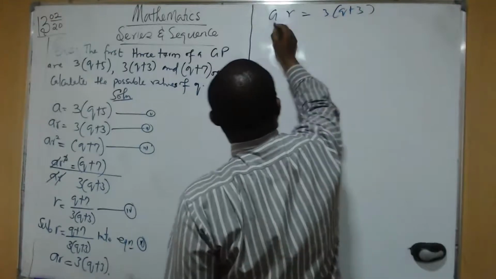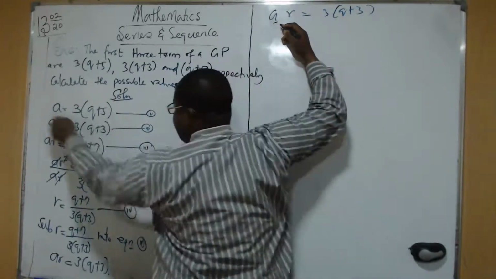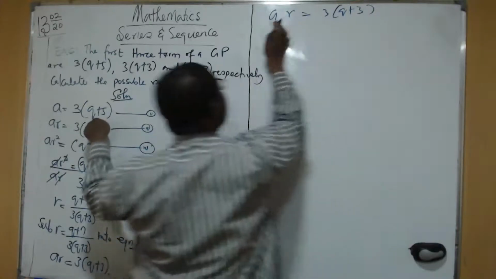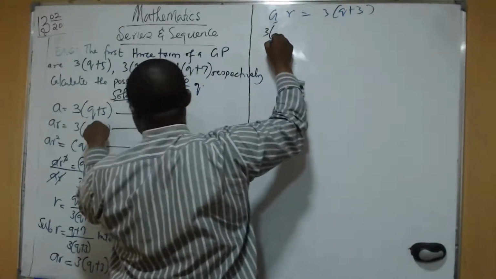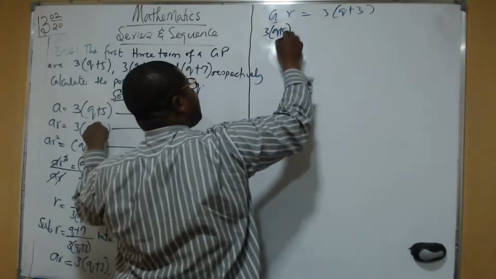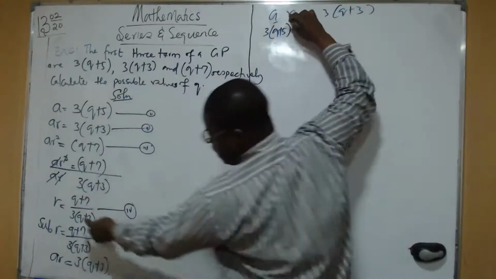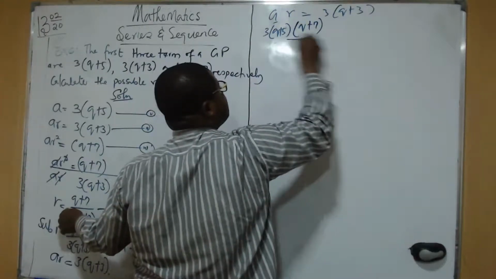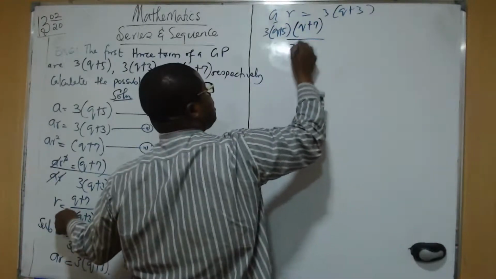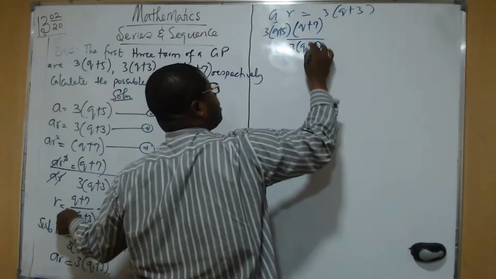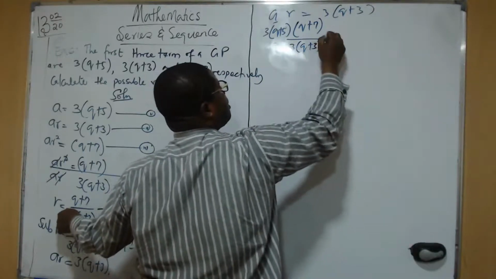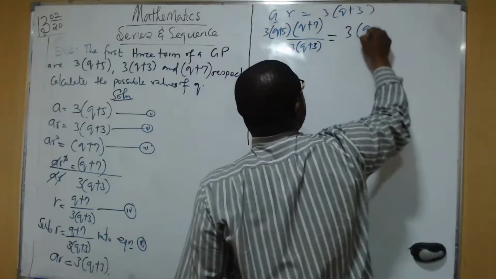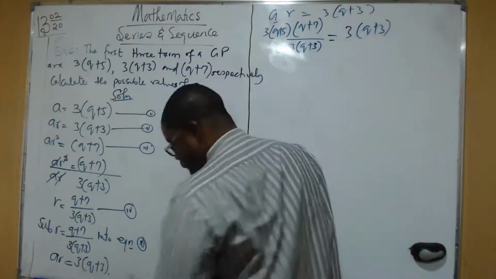Our ar equals 3(q + 3). Our a is equal to this. So for a now, we are going to have 3(q + 5). Our r now is (q + 7) divided by 3(q + 3), and this is equal to 3(q + 3).